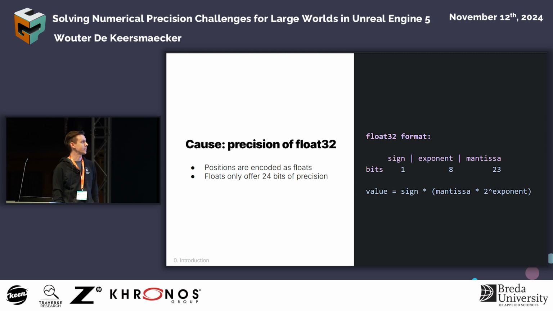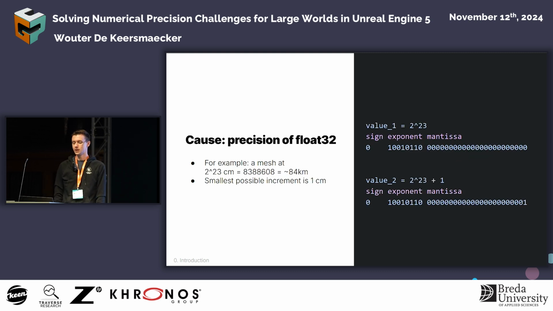What is causing this problem? Well, we used to represent all of our positions with regular floats, so 32-bit floats, or float32. As a quick recap, the float32 format is comprised of 1 sign bit, 8 exponent bits, and 23 mantissa bits. And the mantissa bits sort of define the precision that you get. And you actually have 1 implicit bit of precision. So you get really a total of 24 bits of precision here, which is just not enough if you want to build very large-scale worlds.